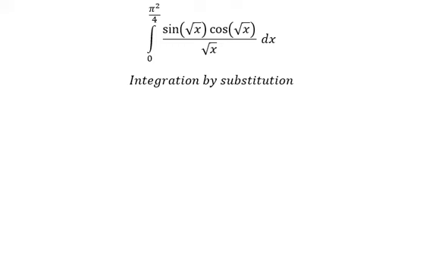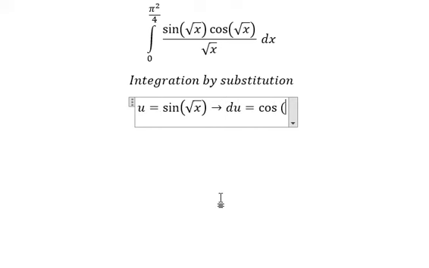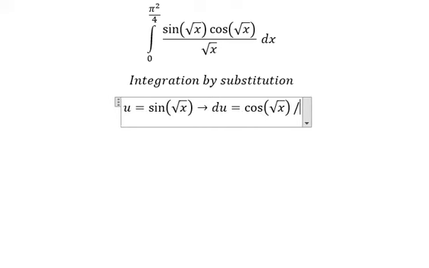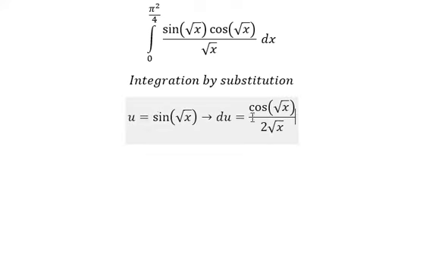So I will put u equal to sine of the square root of x. Later, we need to take the first derivative of both sides, and we have cosine of the square root of x over 2 times the square root of x. Because when we take the first derivative of sine, you get cosine.